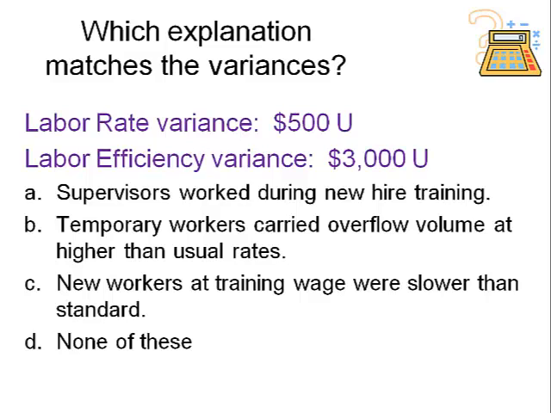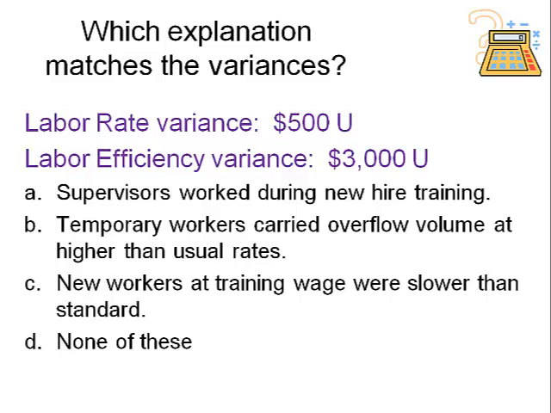So let's go ahead and just go through all four. A, supervisors work while new hires are being trained. Supervisors are paid at a higher rate. So that would lead to an unfavorable rate variance. So that one is consistent but it's not consistent with the labor efficiency variance. The supervisors would expect to be the most capable because they're the ones doing the training. So the likelihood that they're going to be much slower than standard is not very good. That would be the rookies that would be slower than standard, but not the supervisors. So the rate piece is consistent with A, but not the efficiency piece. So we don't like A.